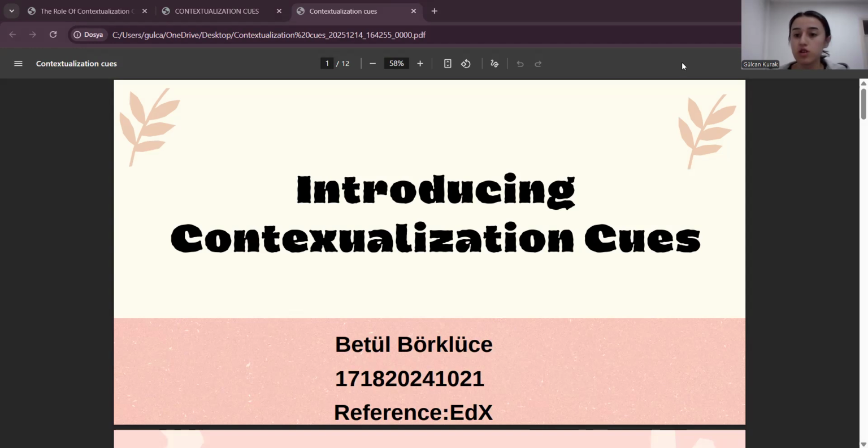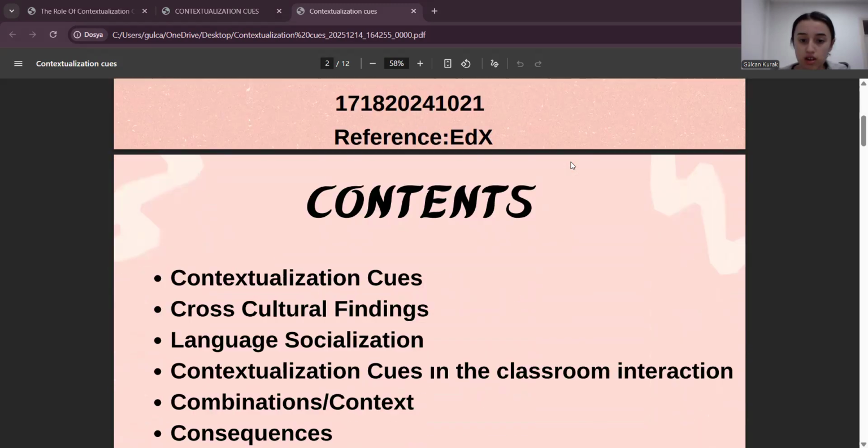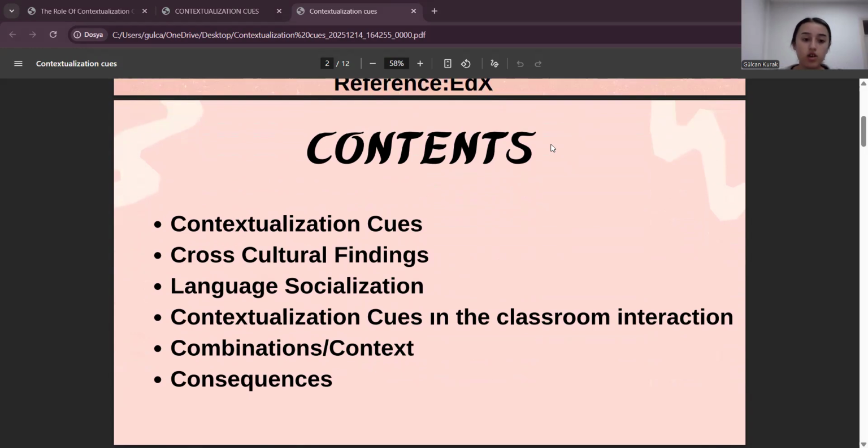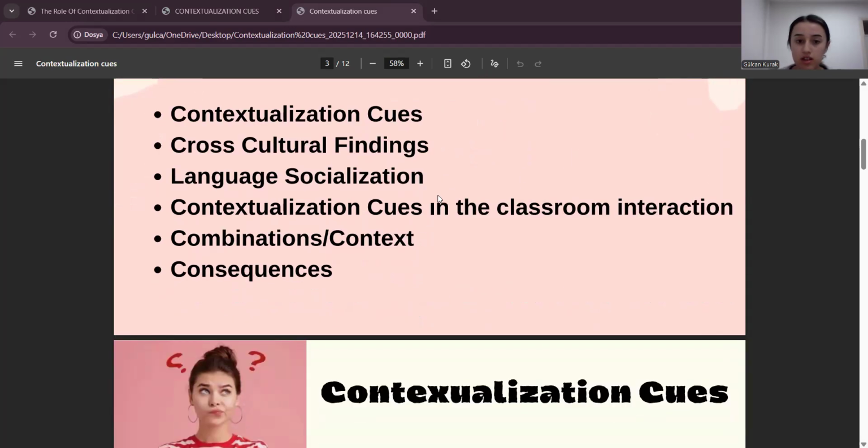As you know, last week we talked about classroom interaction, and today we will look at contextualization cues. So we have contents. What will we learn today? We are going to look at the contextualization cues, cross-cultural findings, and language social relations, these cues in the classroom interaction, and combination, context, and consequences, which are also hotspots. We will look at them in detail.